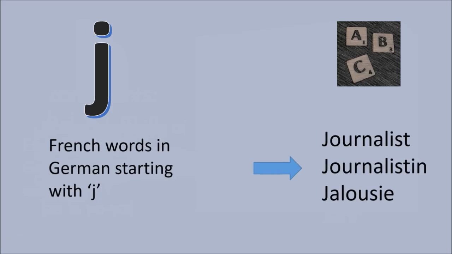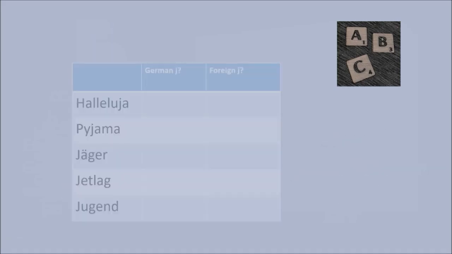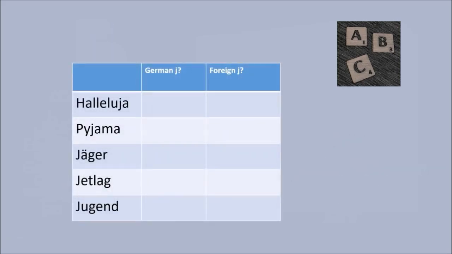French words in German starting with J are pronounced like the French word: journalist, journalistin, jalousie. So, is this a German J or a foreign J? Shall we find out? Hallelujah. It's a German J. Pyjama. Jäger. Jetlag. Jugend.